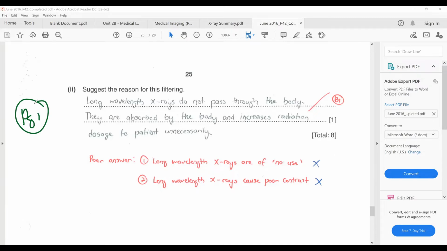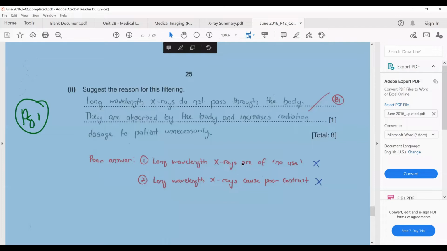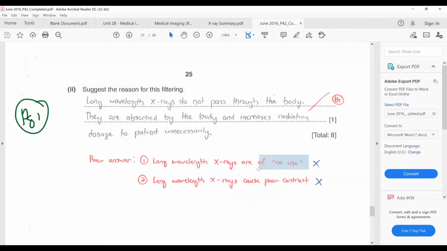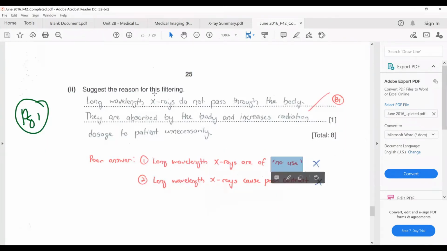For the reason of this filtering, one of the four choices of answer you cannot use is this. If you say long wavelength X-rays are of no use, this one won't be correct. Yeah, we know it's of no use, but you have to be a bit more specific. Why do you say that it's of no use? And then, long wavelength X-rays cause poor contrast, in other words, poor image quality. This one can't really be explained. It's very general, so you also cannot use this.